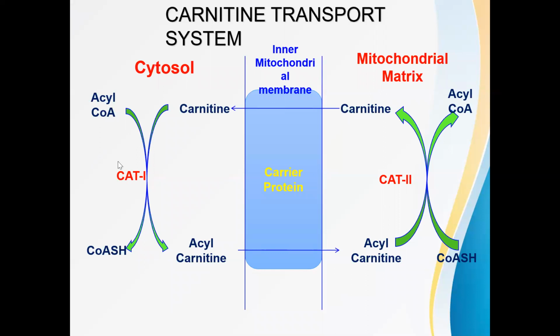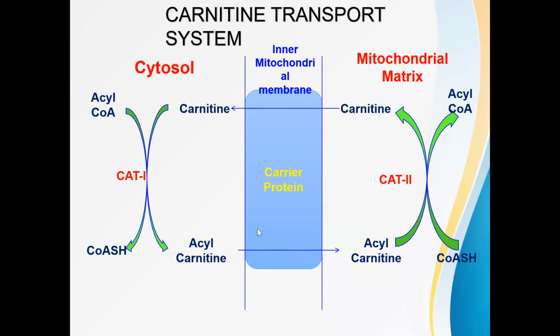the acyl group is transferred onto carnitine with the enzyme carnitine acyl transferase 1. Carnitine acyl transferase 1 transfers the acyl group from acyl-CoA onto the carnitine. So you will have the formation of acyl carnitine. Of course, coenzyme A is released out. The enzyme that catalyzes this reaction is carnitine acyl transferase 1.